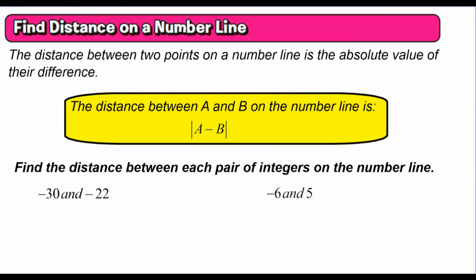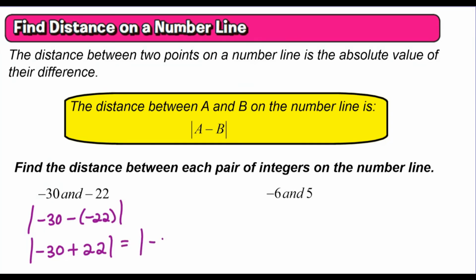So let's take a look at a couple examples here. We're going to find the distance between each pair of integers on the number line. How far apart are negative 30 and negative 22? Well, that's going to be the absolute value of negative 30 minus negative 22, which is the same as the absolute value of negative 30 plus 22, which is the absolute value of negative 8, which is 8. So these 2 points are 8 units apart.